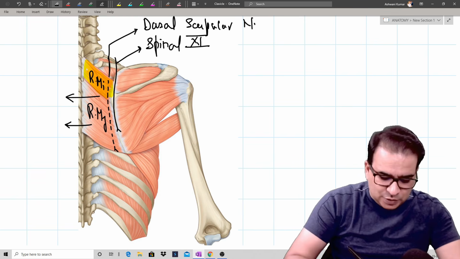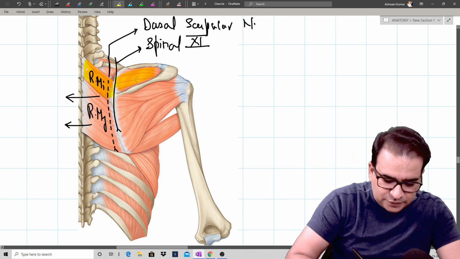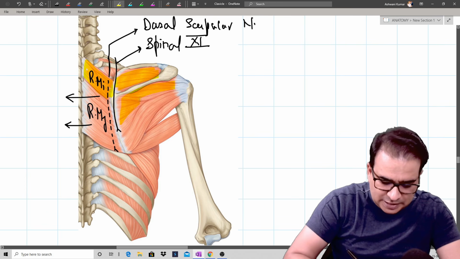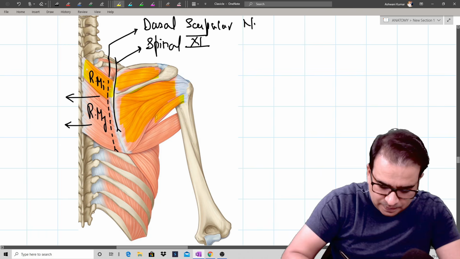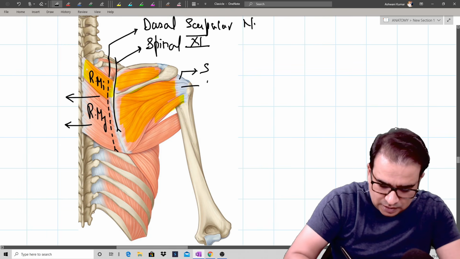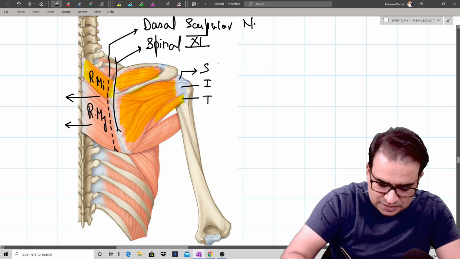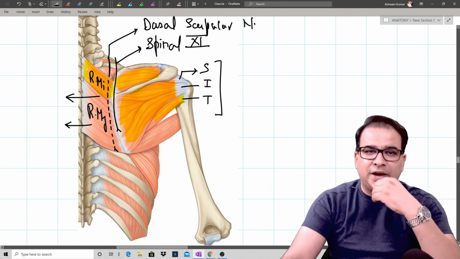Similarly, the muscle that you see here, we already know that is the supraspinatus muscle coming from the supraspinous fossa. This one is the infraspinatus muscle here, look at that, and that's the teres minor muscle. This whole thing is infraspinatus. It's a big muscle, infraspinatus, and this one is the teres minor. So the S, I, and T, the SIT muscles, supraspinatus, infraspinatus, and teres minor, are inserted to the greater tubercle.